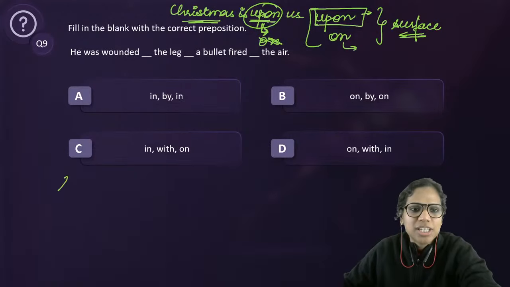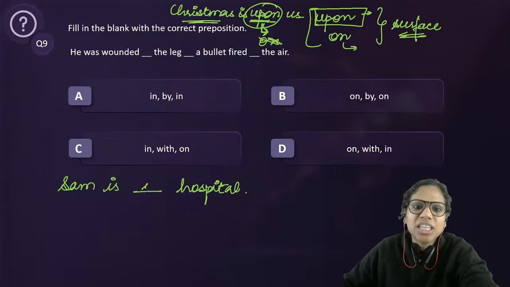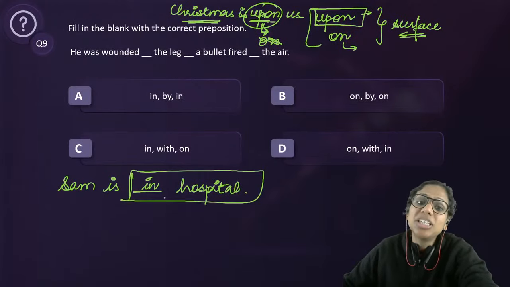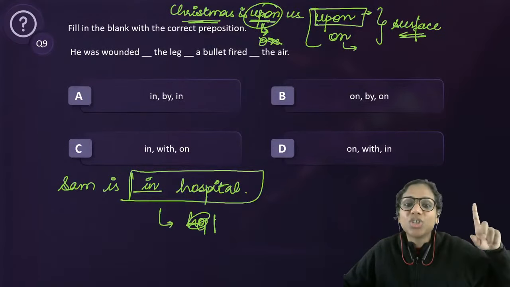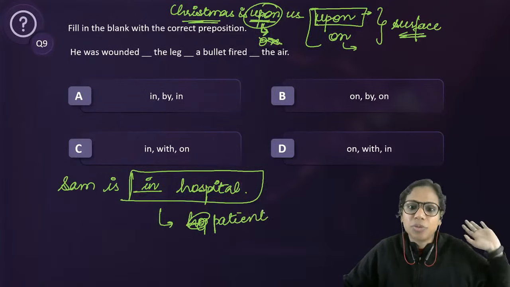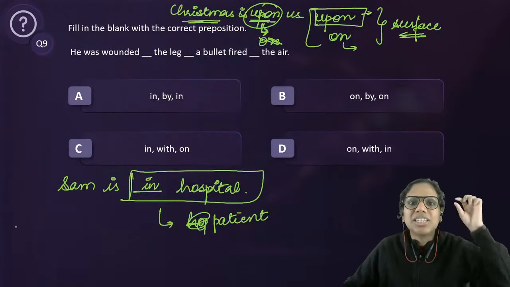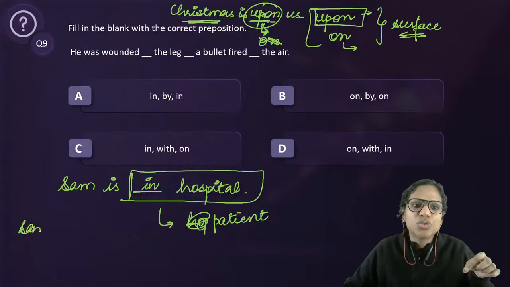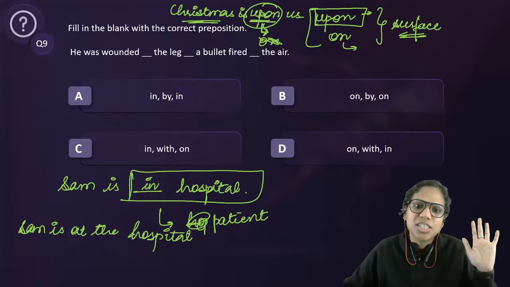So a question has been asked. Sam is dash hospital. If you are not putting any article here, then in hospital, and that would mean that Sam himself has been hospitalized. Sam is the patient there. Sam is in hospital. However, if you want to say that he is just visiting the hospital and that is his current location, then you should say Sam is at the hospital. The is required there.